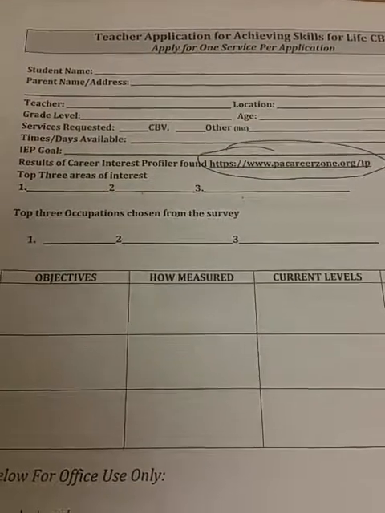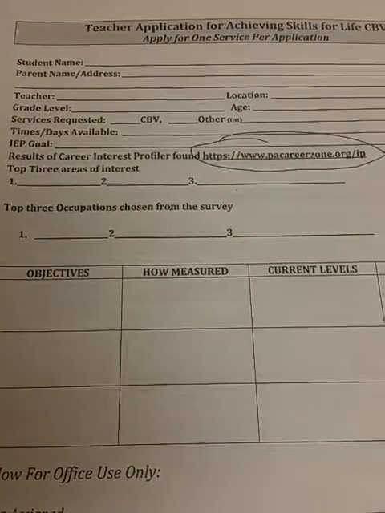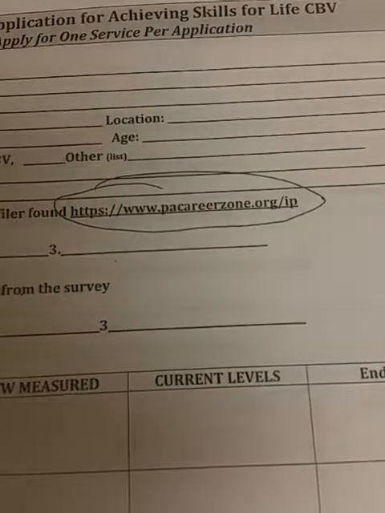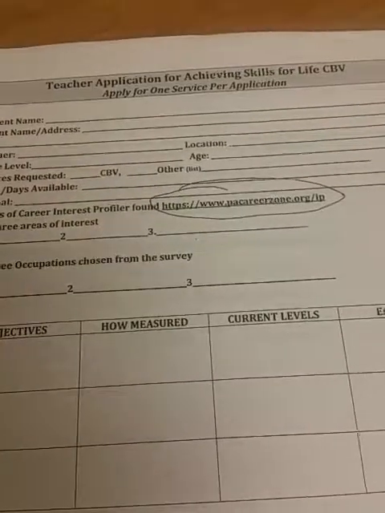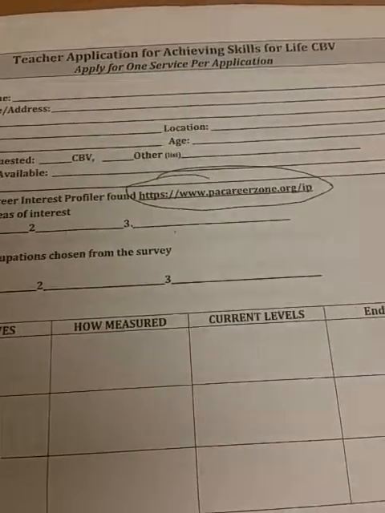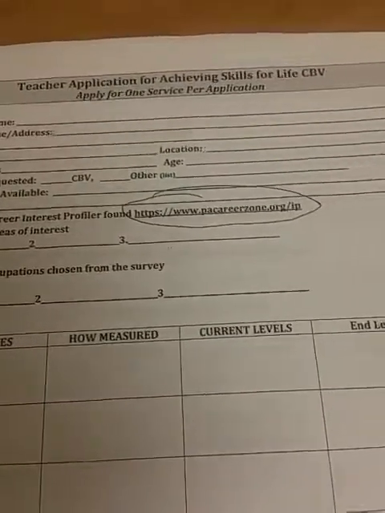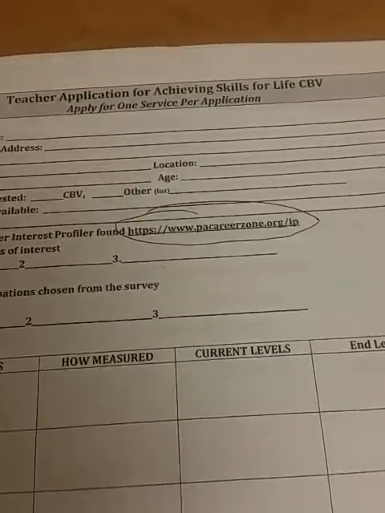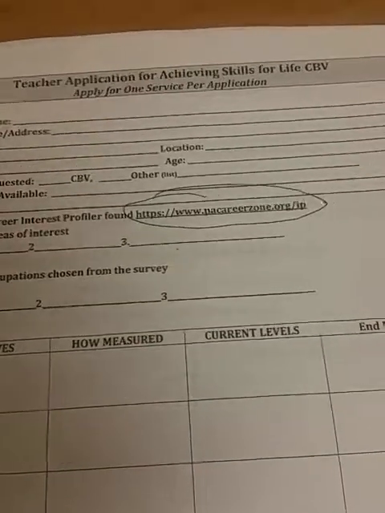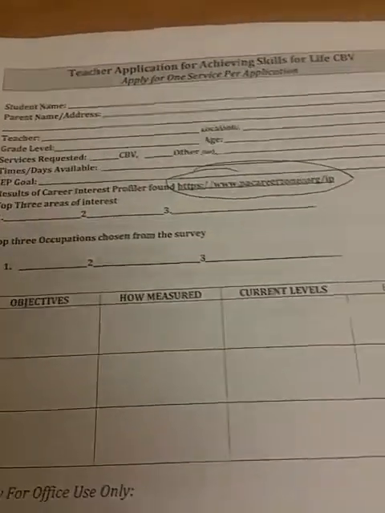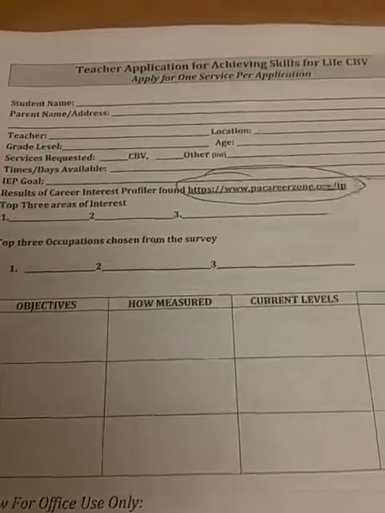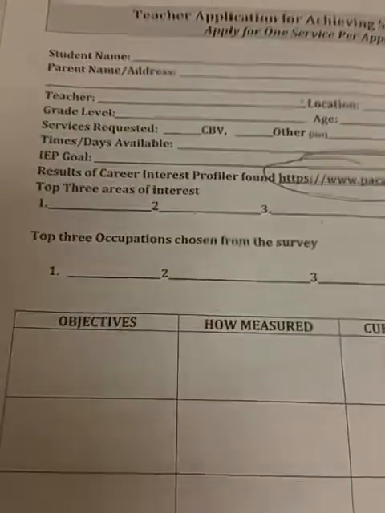For a teacher to be able to fill out this particular application, they need to have their students registered with PA Career Zone. And once they go to PA Career Zone, it's the interest profiler, which I made a video on. It's on the web page if you're curious. Most of you probably know what that is. Basically they're going to have each student register with Career Zone and complete an interest profiler. From the profiler is where they're going to put their 3 areas of interest in the occupation. And I'll show you that.